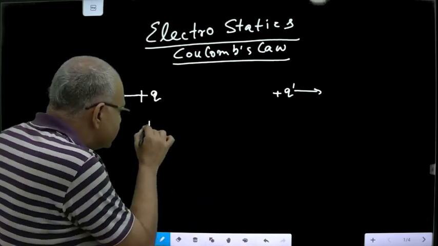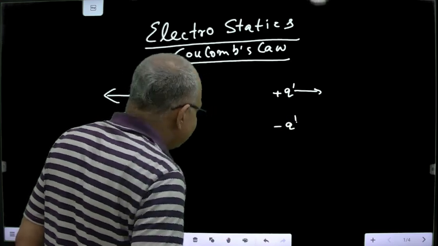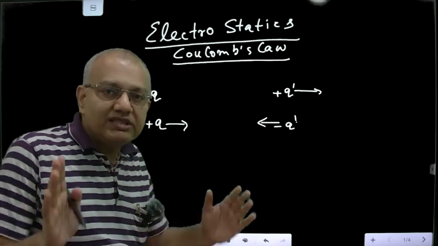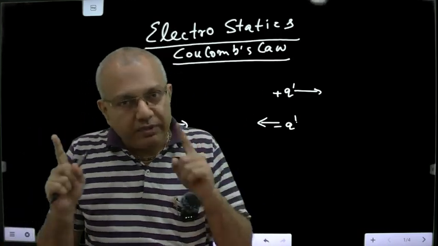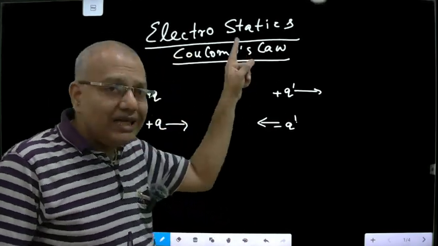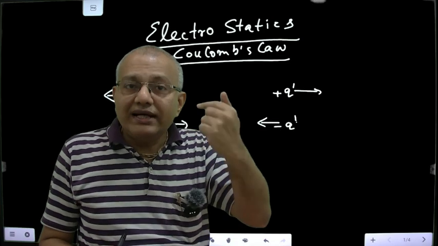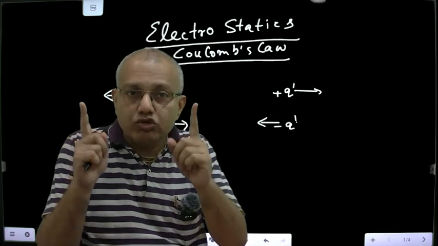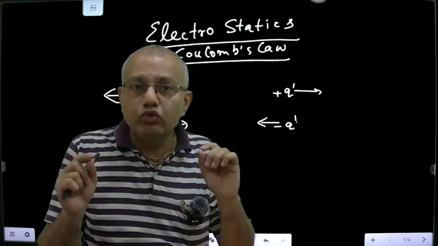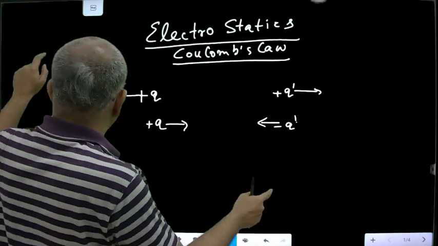If this is positive and this is negative, we can see that this positive charge is going to attract this negative charge. This is a simple thing: like charges repel, unlike charges attract. Now Coulomb's law is a law which determines what amount of force these two charges are going to apply on each other. That is the Coulomb's force.